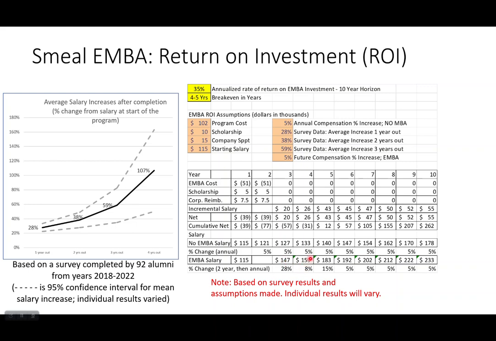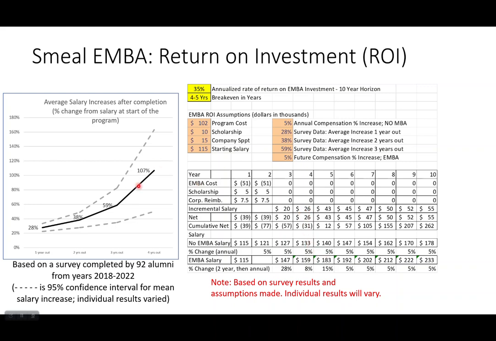And then the following year, I assumed that data point of 38%. So it looks like we had another 10% jump in salaries in that second year out of the program. Now the person is making 159 versus 133. So that's an incremental salary of $26,000.